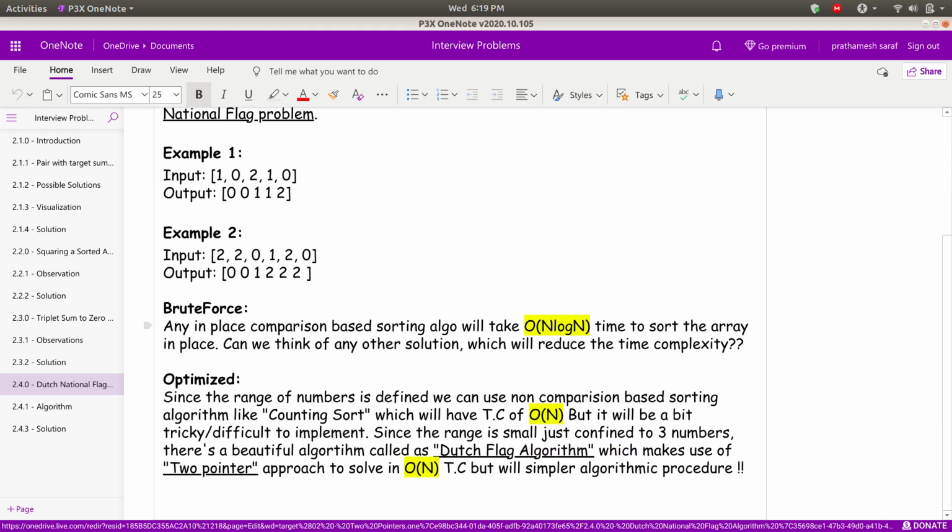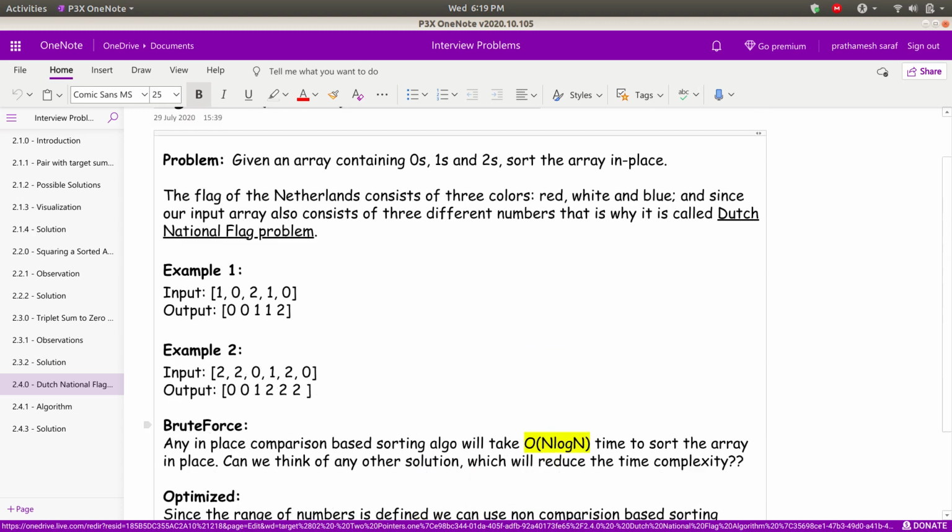So brute force: any in place comparison sorting algorithm will take big O of n log n time, like heap sort, it will take big O of n log n time in place. So that is the best possible we can do with brute force, or rather the best a comparison sorting algorithm can do. So can we think of some other solution which will reduce the time complexity? Yes, actually the answer is yes. So let's see what the optimized approach is.